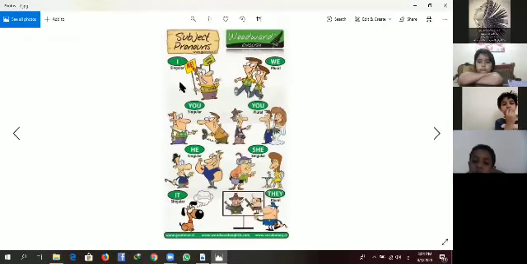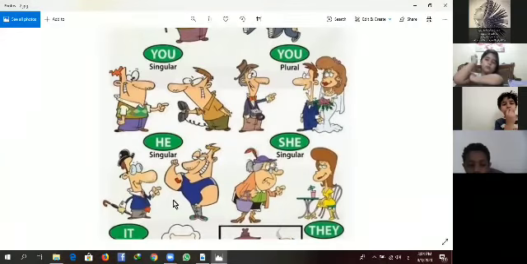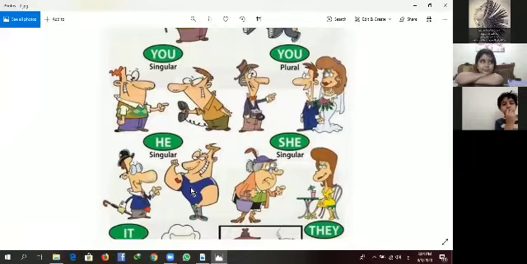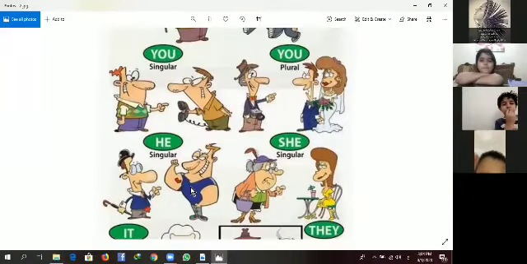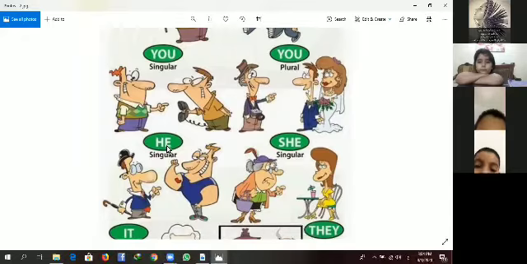If I'm talking about someone who is a boy, like this one, a boy. This boy's name is Ahmed. So I have to not say all the time, Ahmed goes, Ahmed comes, Ahmed writes. No, that's not right. So I have to not repeat the name of this boy. Instead of the name of him, Ahmed, I have to say he. So he refers to a boy.